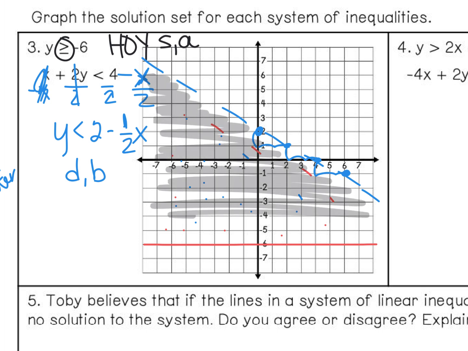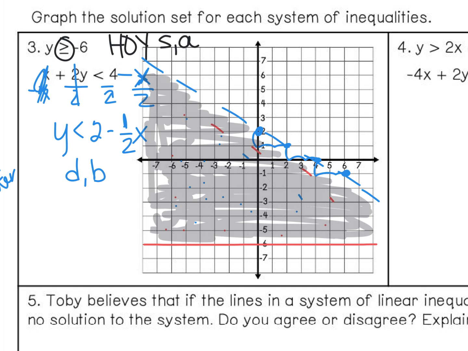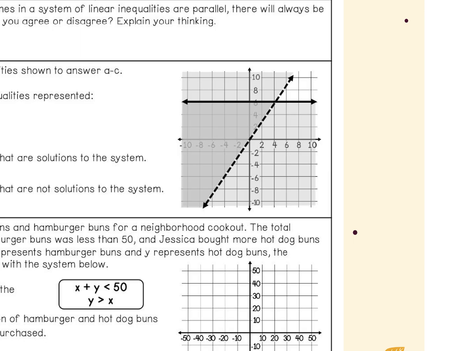So you can see our overlap is going to be here. So this is just our shaded region. If you don't want to do 2 colors, I use the dots to kind of see where I need to be looking. And there is our overlapping shaded region. That's where all of our solutions will be. We're going to write a system.